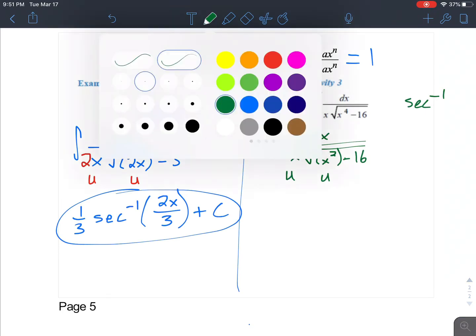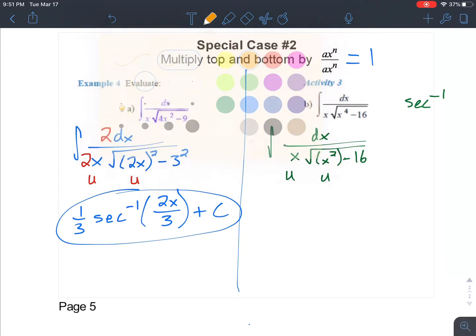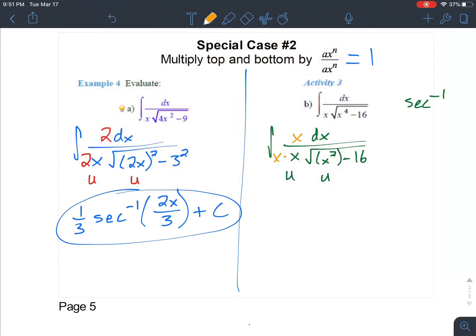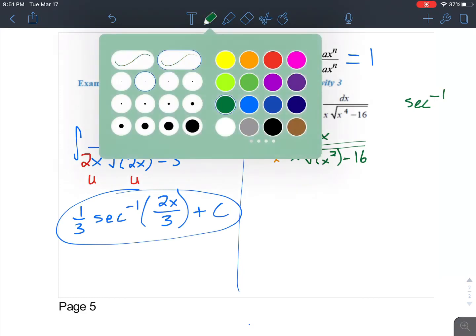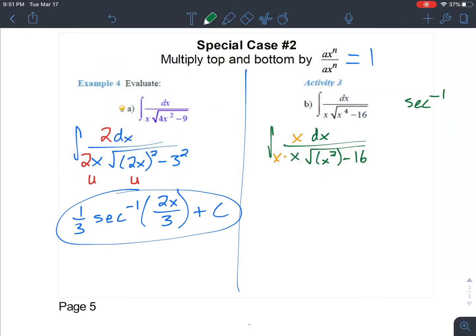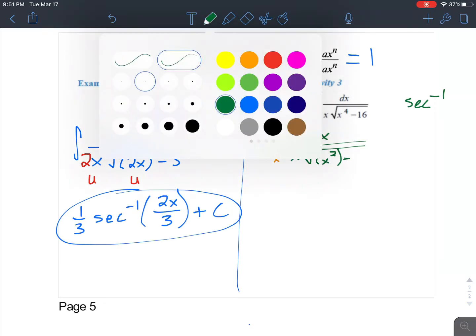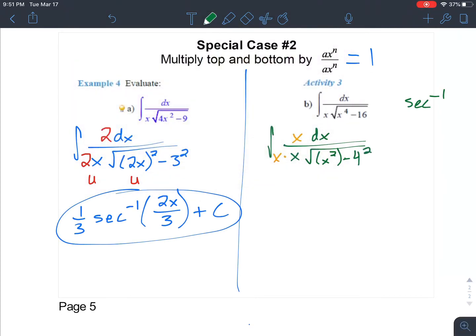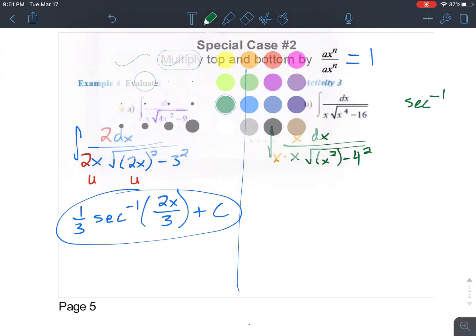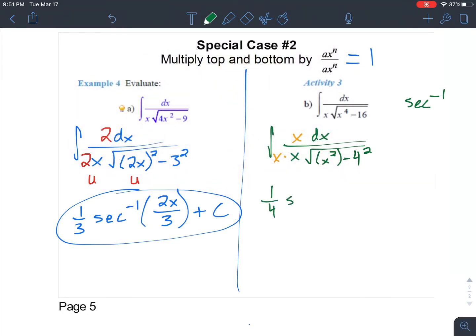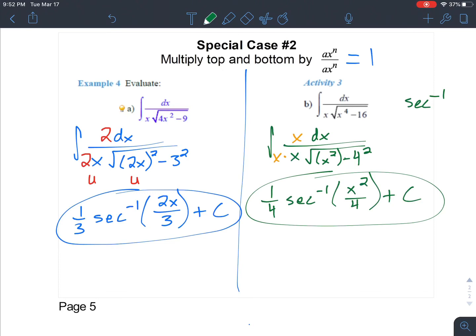And because I multiplied the denominator by x, sorry, I should pick a different color for that. Because I multiplied the denominator by x, that means that I need to multiply the numerator by x as well. And that takes care of the ax to the nth that we needed. Now that I've done that, this does match what we needed for arcsecant. So our integral, this 16 here is supposed to become a 4 squared. So then 1 over a is 1 over 4. We have arcsecant of x squared over 4 plus c.